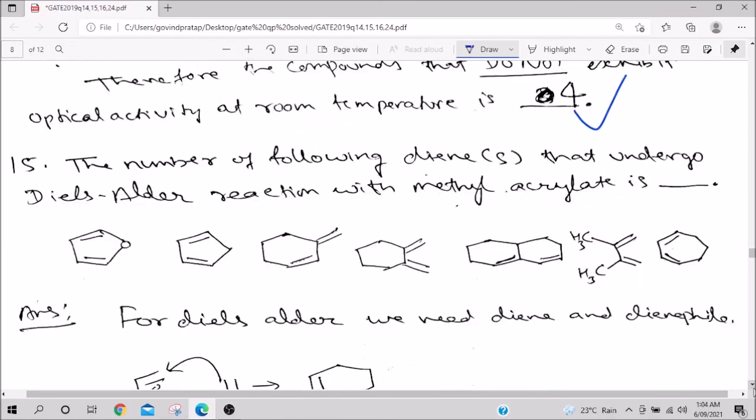Molecule, the number of following dienes that undergo Diels-Alder reaction with methyl acrylate. So, methyl acrylate is not important. What is important here is Diels-Alder reaction. So, what is Diels-Alder reaction?